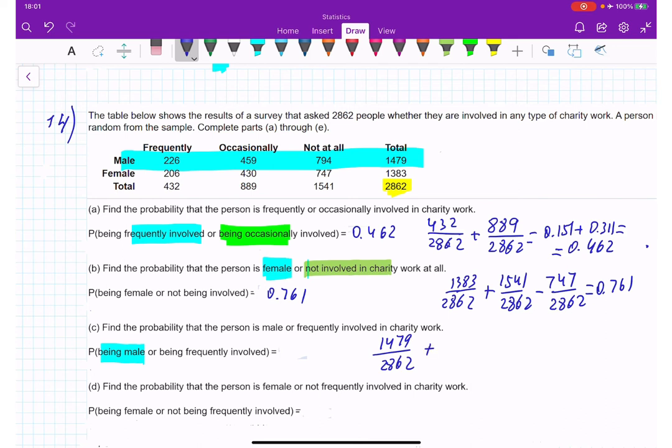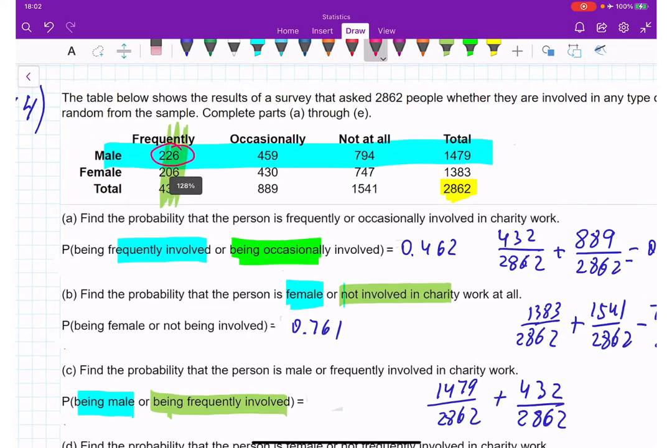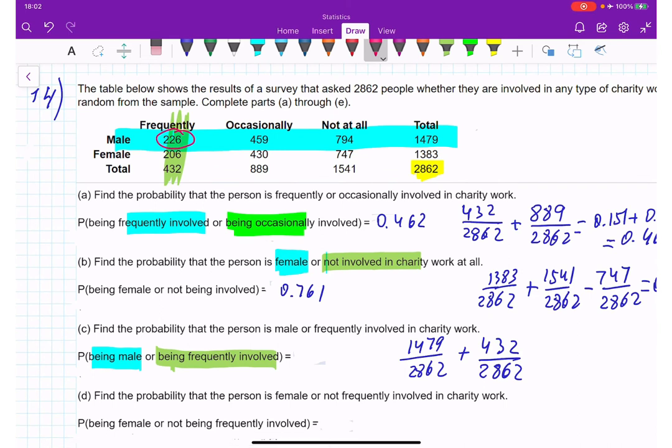2862 plus, because it says or, being frequently involved. Where is frequently involved? Here. Plus 432 over 2862, and minus, because we have overlapping here, 226, I'm sorry, over 2862. And the result is going to be 0.589.